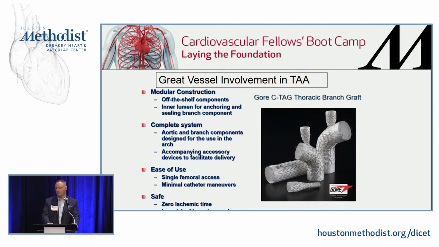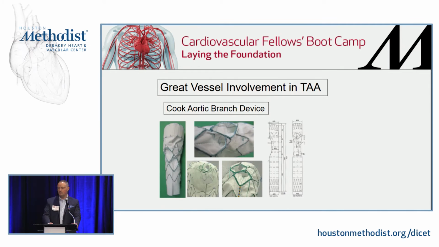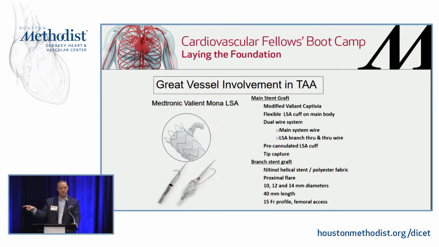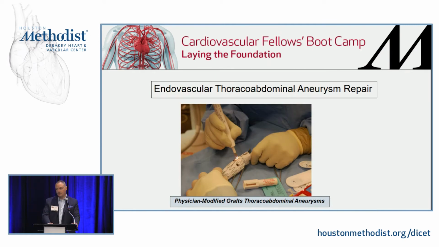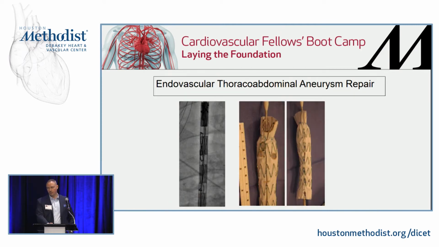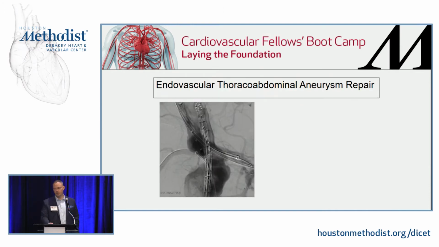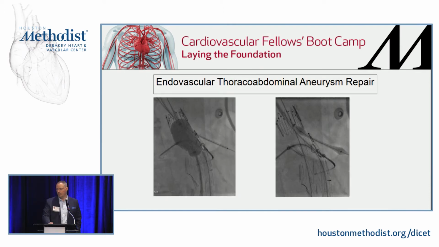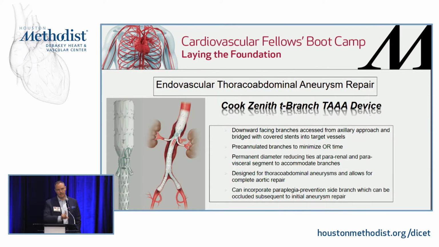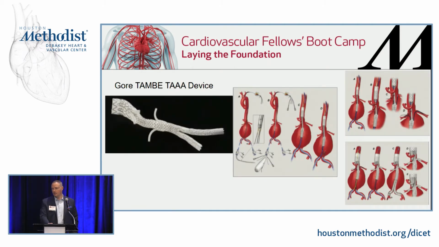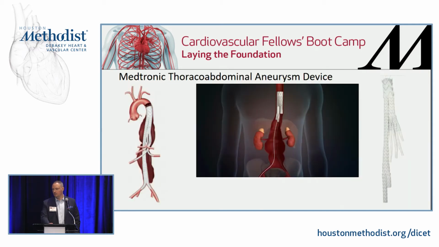In regards to the thoraco-abdominal segment, Cook has a device out there. Again, the Mona Lisa we just briefly talked about. People used to modify grafts, burn holes. I've done that a couple times. That's hard. People got away from that. The T-branch is coming out there. It's in study in the United States. Again, 4 downgoing branches. The Gore TAMBE device, a similar kind of concept, but by Gore.